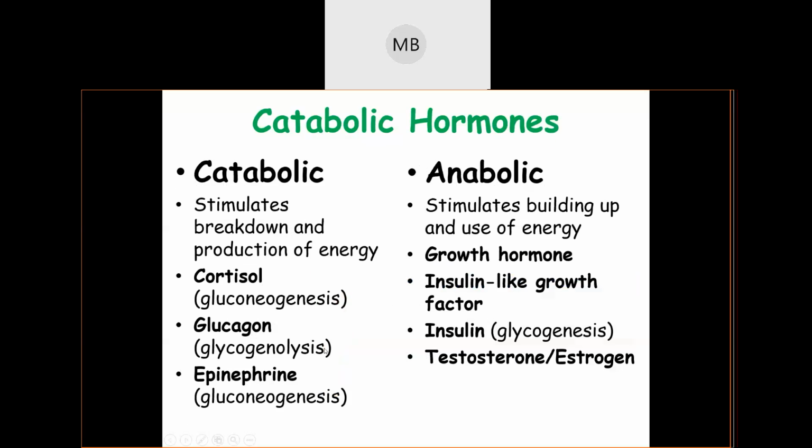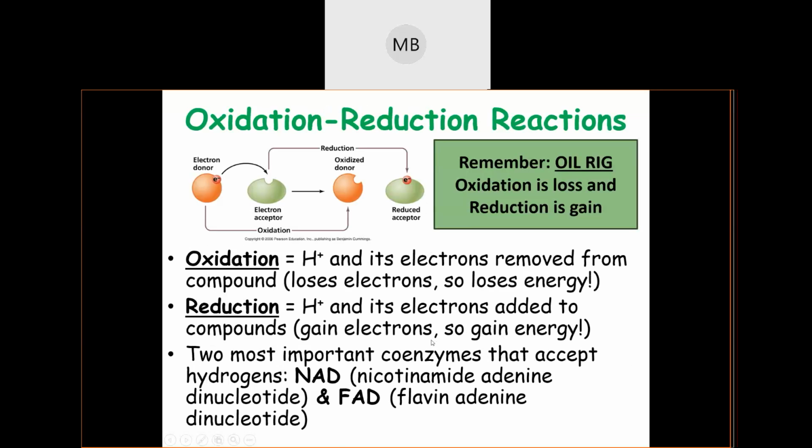We need to know that catabolic hormones, or catabolic things, break stuff down for energy. So when we start talking about gluconeogenesis, you need cortisol for that. It's catabolic. Glucagon was a hormone that your pancreas released. That's glyconeogenesis, or making fats. Epinephrine also breaks things down, so that's catabolic. Anabolic things stimulate building up things to use as energy. So growth hormone, insulin, and testosterone are all going to be anabolic things.